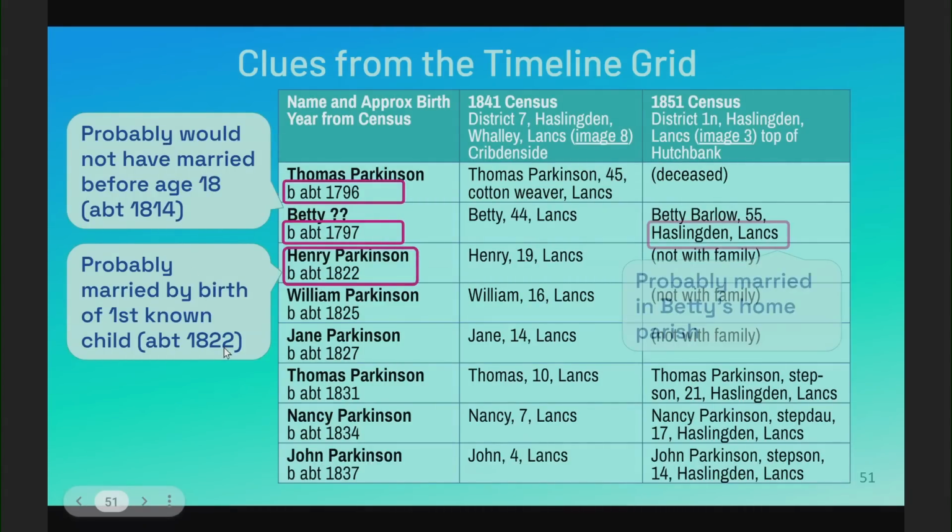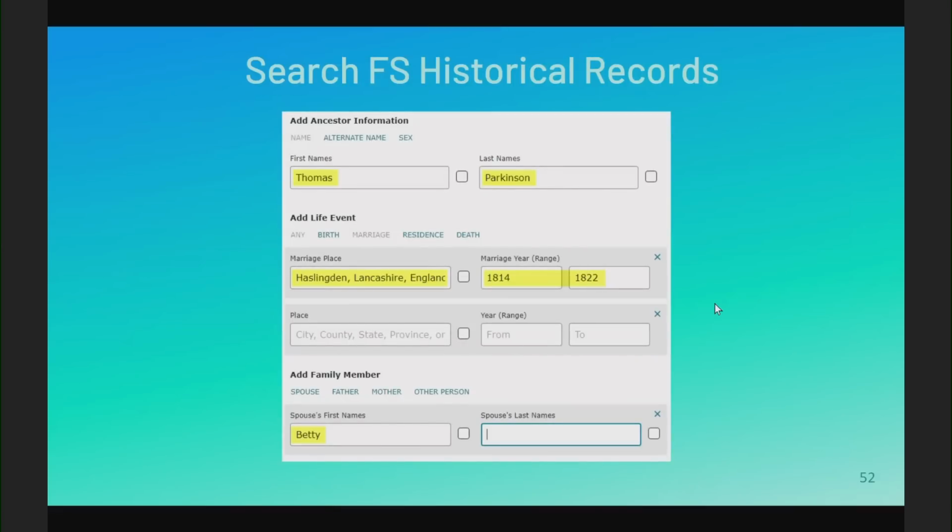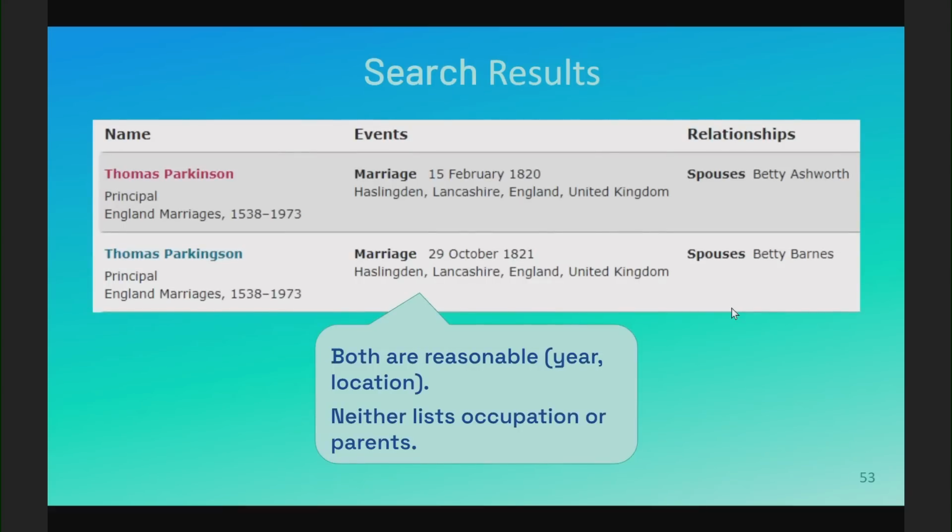And at this time in England, women usually got married in their birth parish. Well, Betty is here in the census and she's listed as being born in Haslingden. So I probably want a marriage between 1814 and 1822 in Haslingden for Thomas Parkinson and Betty somebody. So I do a search in FamilySearch historical records using all that information, and look what I get.